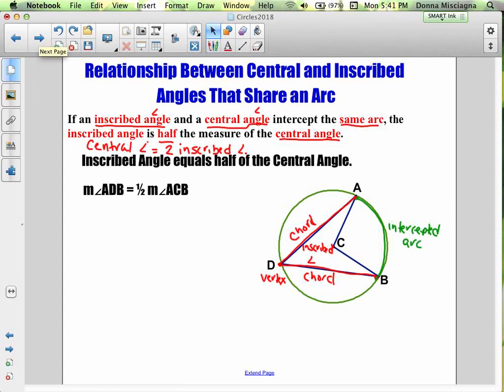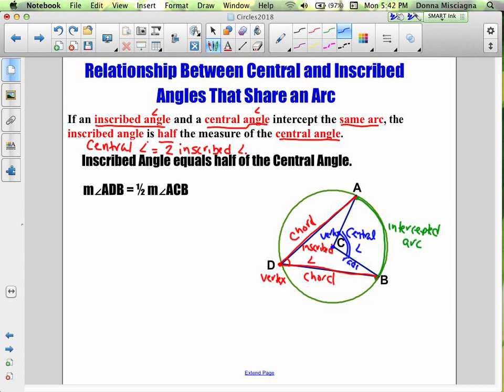We see we have a central angle as well. Right? So this was the inscribed angle. Here we have the central angle. We know it's a central angle because the vertex is at the center of the circle. The sides are formed by radii. And of course, the intercepted arc is the arc that's in between the two endpoints of the angle, which is the same as the endpoints of the inscribed angle.